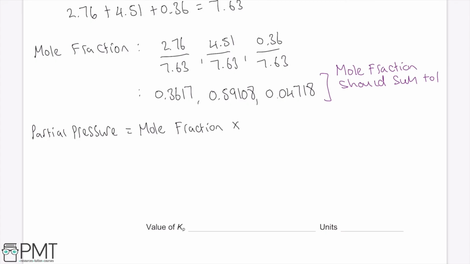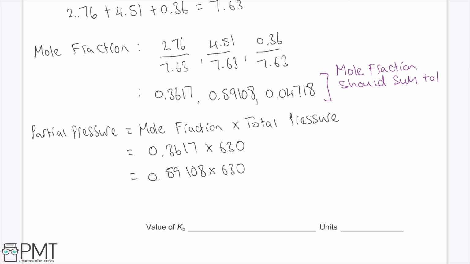So now we need to work out partial pressure, which is calculated via the mole fraction multiplied by the total pressure. And when we multiply our 3 mole fraction values by 630, which is our value for total pressure, we will get to 3 significant figures: 228, 372, and 29.7.